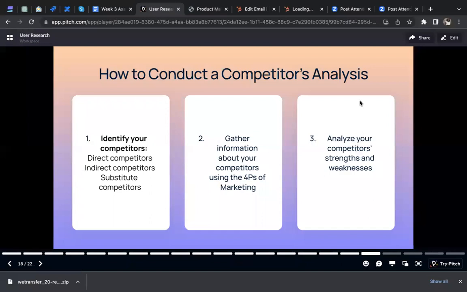Now, number 3 is for you to analyze your competitor's strengths and weaknesses. And this is where you now conduct your SWOT analysis. Who can tell me what the full name of SWOT is? Strengths, weaknesses, opportunities, and threats. Thank you. Thank you so much, guys.